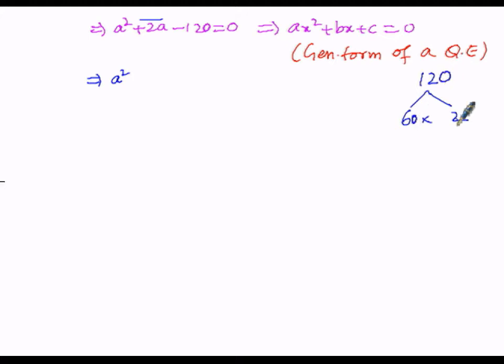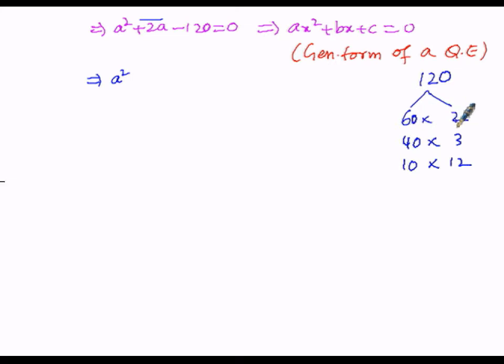60 into 2 is of 120, and the other form is of 40 into 3 is also of 120. Then now 10 into 12 is also of 120. Say 12 tens is of 120. Then now 40 into 3, 3 4s are 12 followed by 0, 120. 60 into 2 is also of 120. But we must get the middle term as plus 2 either by adding the factors or by subtracting the factors.